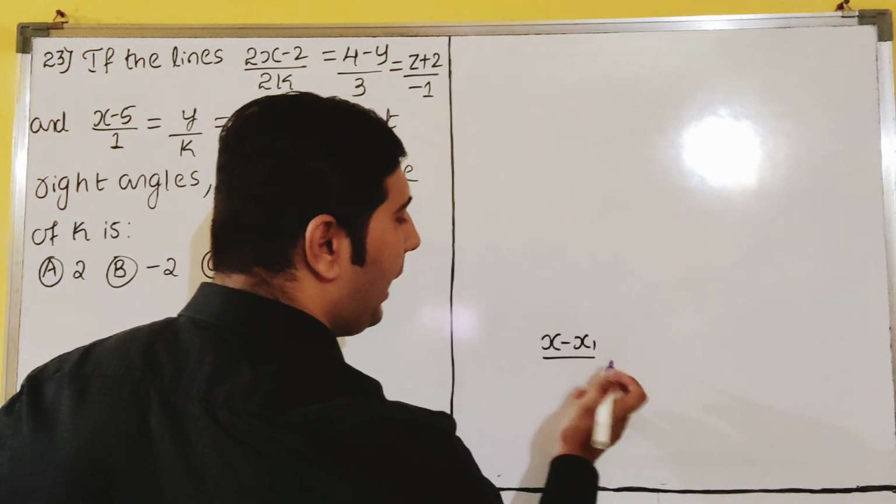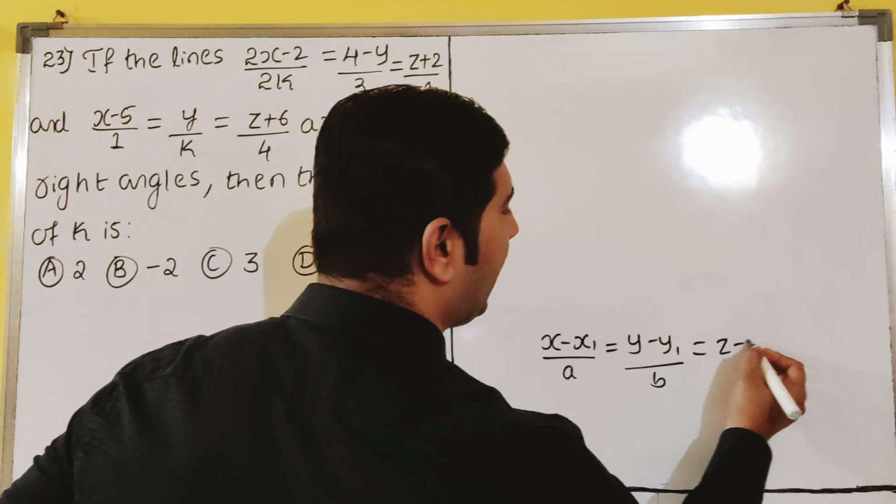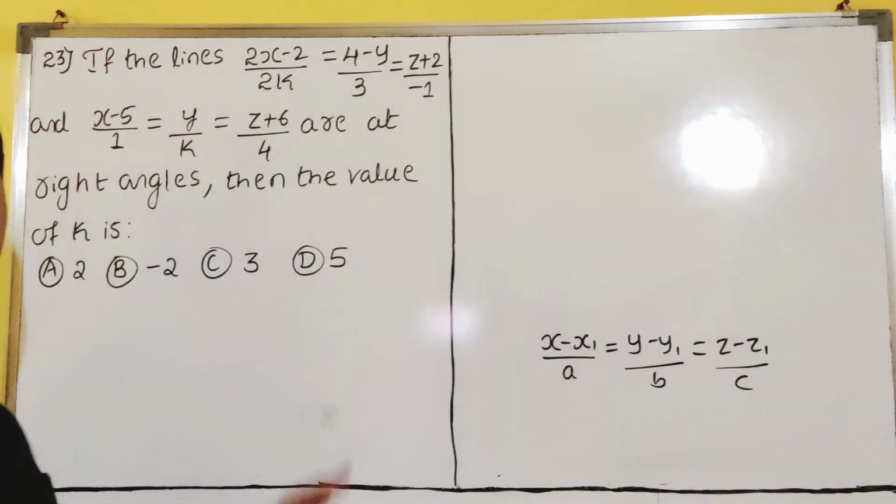First of all, you should know this should be in standard form. Standard form means (x minus x1) divided by a, (y minus y1) by b, (z minus z1) by c, dear students. This is the standard form.